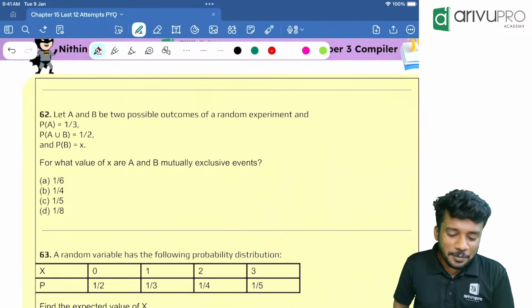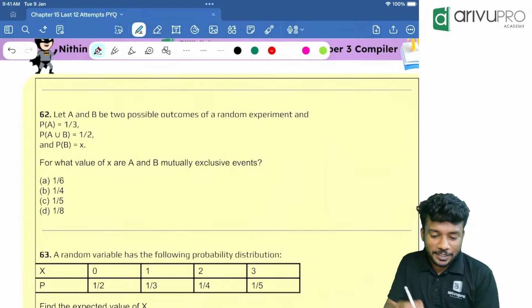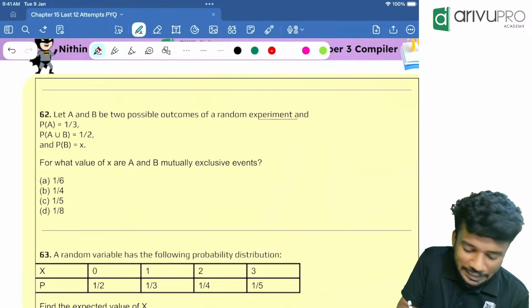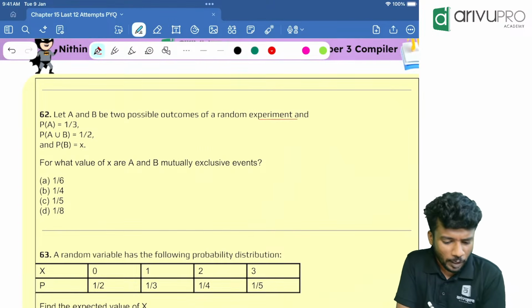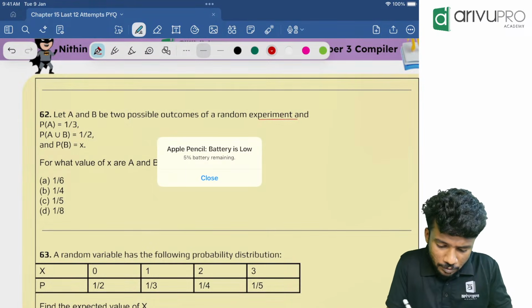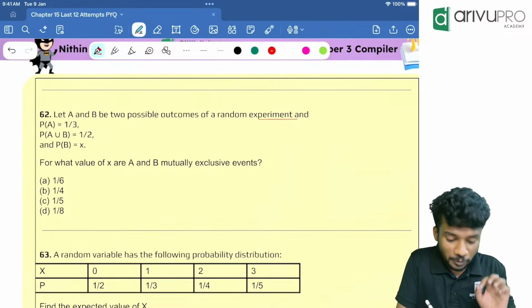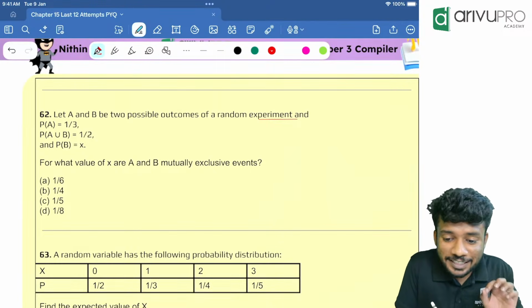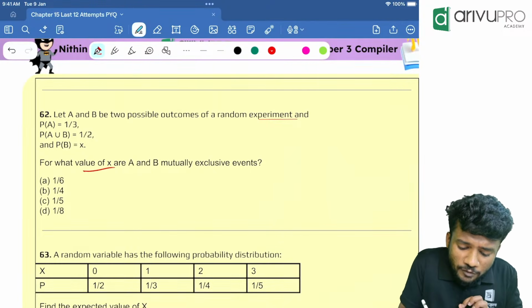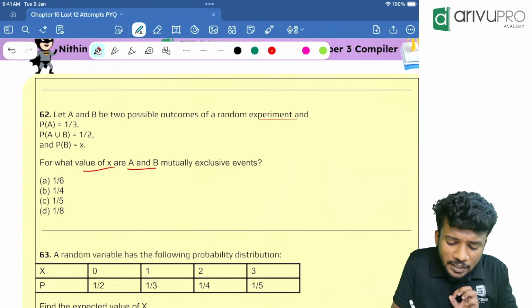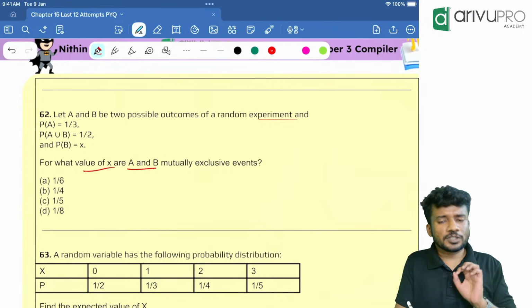Let A and B be two possible outcomes of a random experiment and P of A is equal to 1 by 3. P of A is equal to 1 by 3. P of A union B is equal to 1 by 2. P of B is equal to X. For what value of X are A and B mutually exclusive is the question.